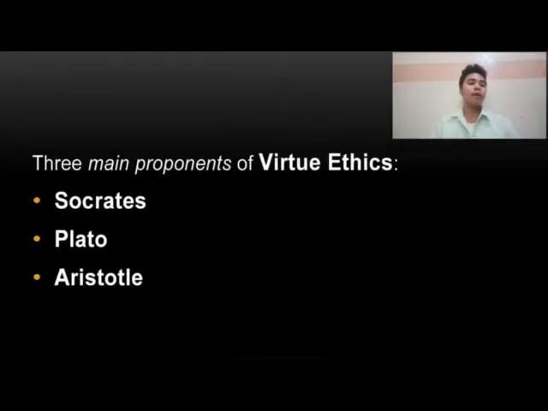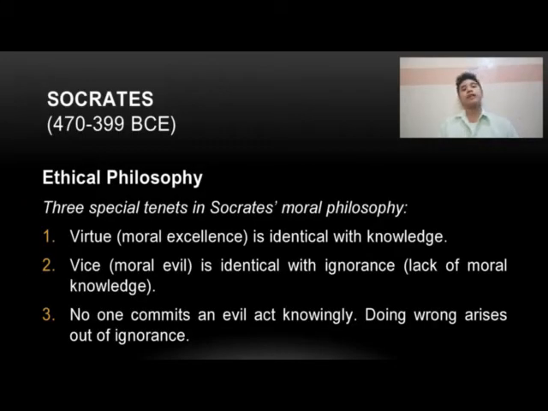So the three main proponents of virtue ethics are Socrates, Plato, and Aristotle. Socrates has three special tenets in his moral philosophy. Number one, virtue is knowledge; number two, vice is the lack of knowledge or ignorance; and number three, no one commits an evil act knowingly; doing wrong arises out of ignorance. In Socrates' philosophy, we are all good, but the lack of knowledge, or ignorance, causes us to commit evil acts unknowingly and makes us do bad things or something that is not good.